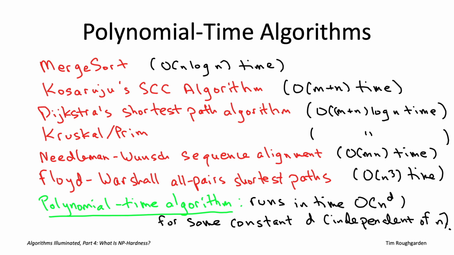So in the definition of a polynomial time algorithm, it's crucial that the exponent d is just a number, like 3 or 4. It should not depend on n. So n to the n, that's not a polynomial time algorithm because d depends on n.